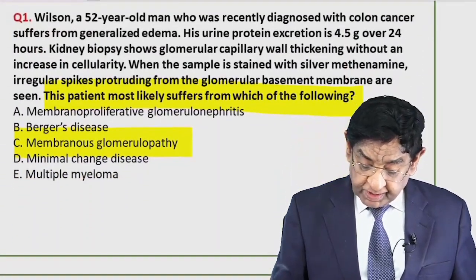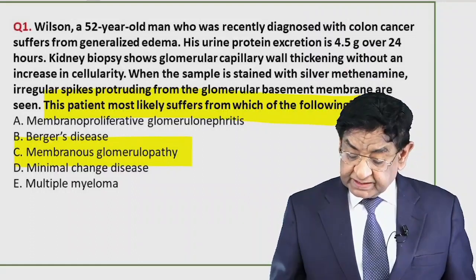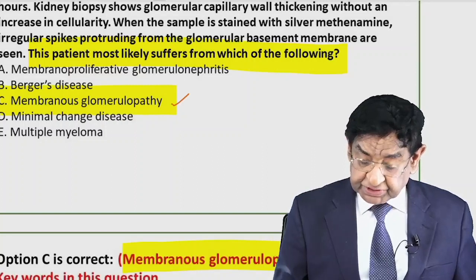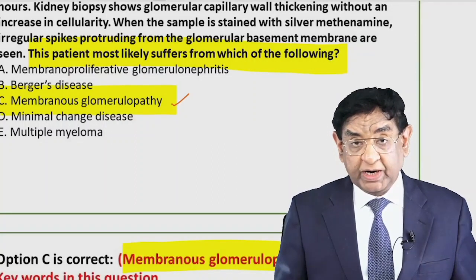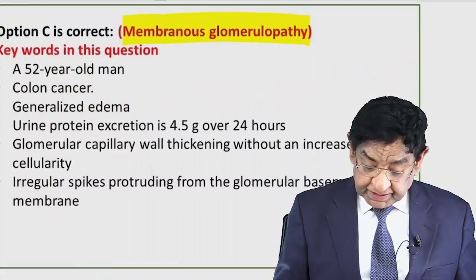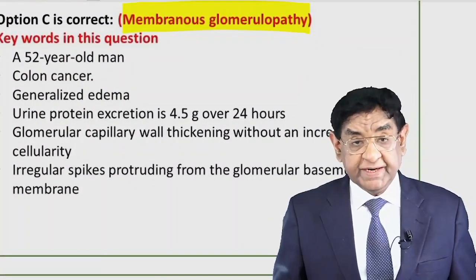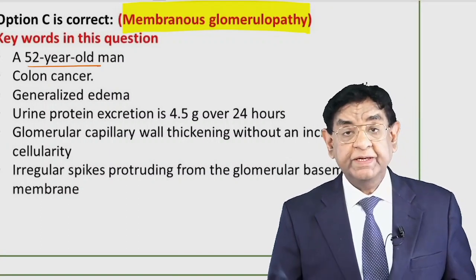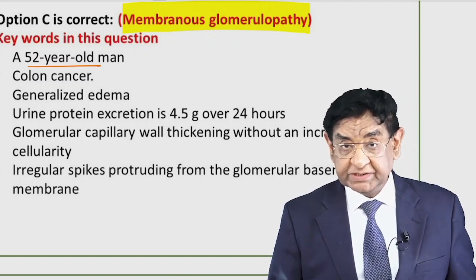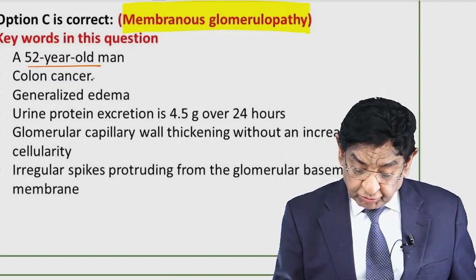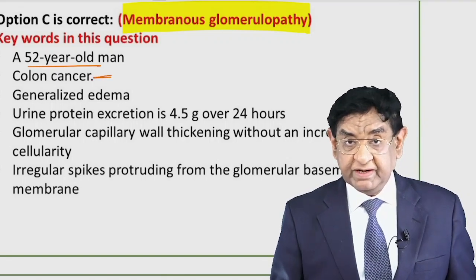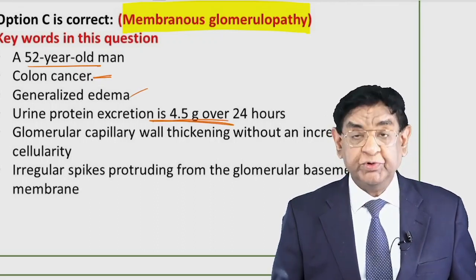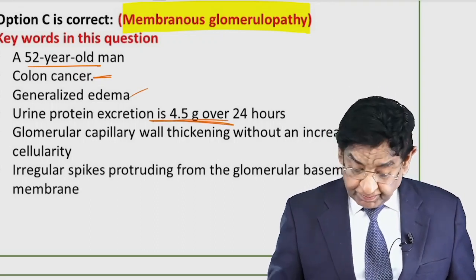Question 1: what is the most likely reason for this patient's problem? The answer is membranous glomerulonephritis. Why is it the answer? Let's learn the basics. The correct answer is C, membranous glomerulonephritis or glomerulopathy. The keywords are 52-year-old man. Remember, membranous occurs in adults, more in Caucasian males. The patient is suffering from colonic cancer. Again, cancer is a predisposing condition. Generalized edema is because of proteinuria in the range of nephrotic syndrome.